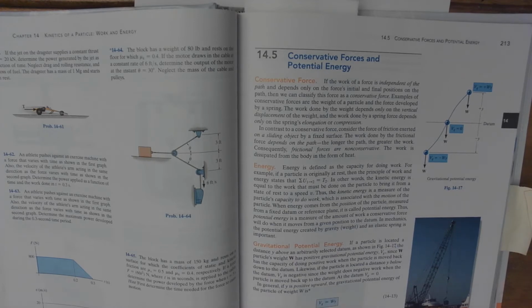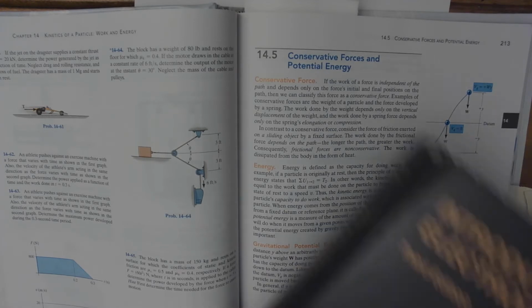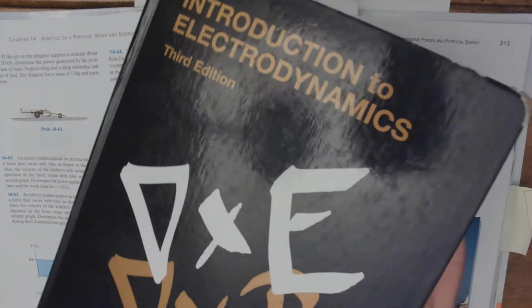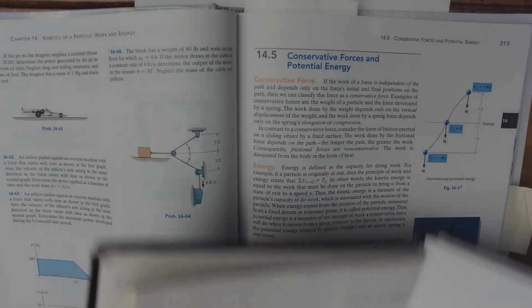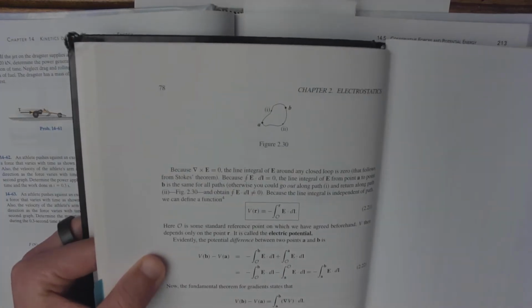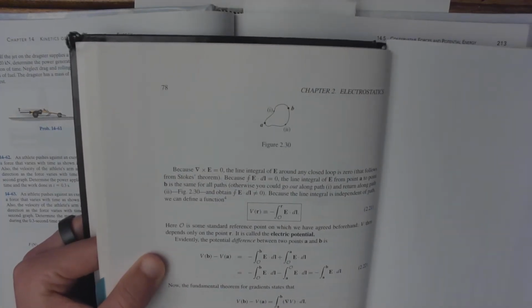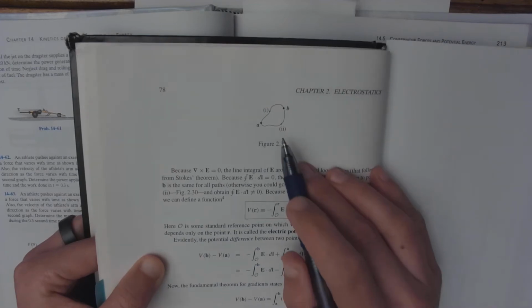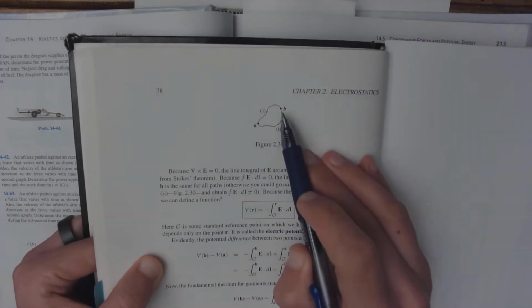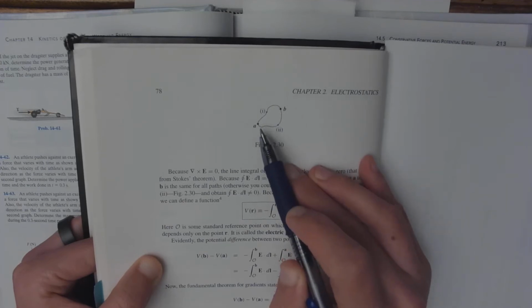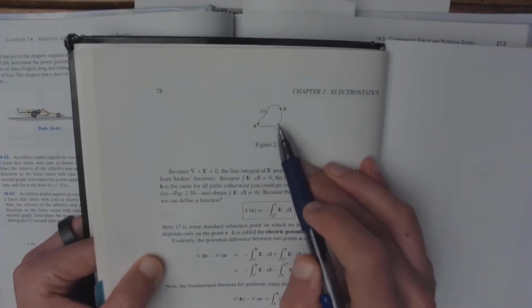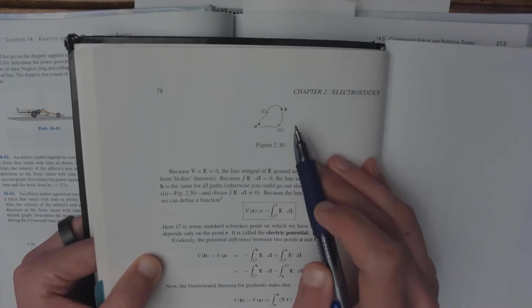Now, I'm going to share something with you from Introduction to Electrodynamics by David J. Griffiths, and if you took Physics 261 with me, you may remember that I use this book sometimes in Physics 261 also. So here in this figure we have point A and we have point B, and we can take path 1 to get from A to B, or we can take path 2 to get from A to B. And it doesn't matter what path we take if the force is conservative.